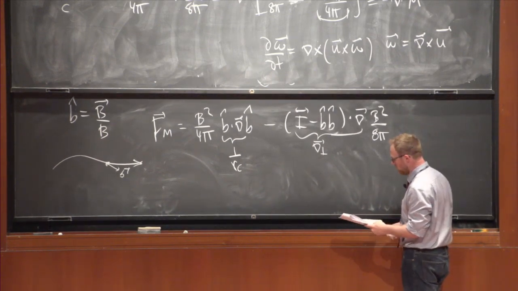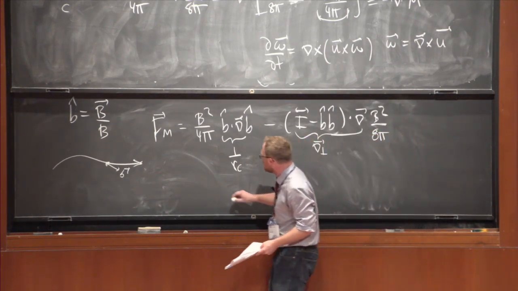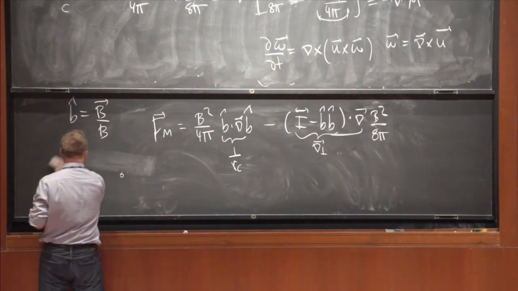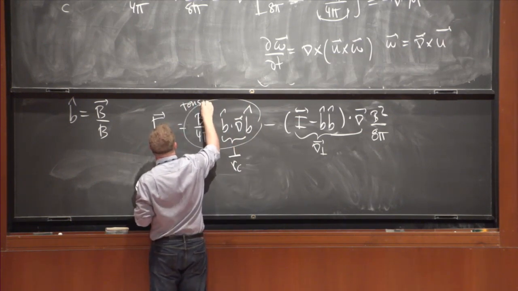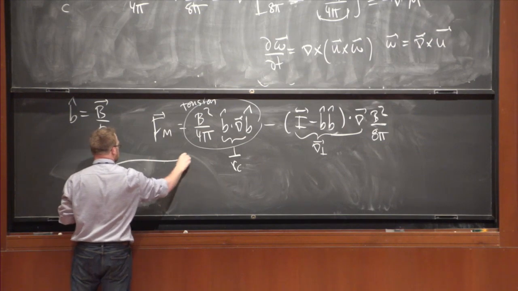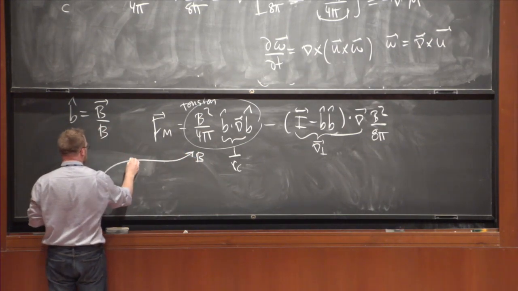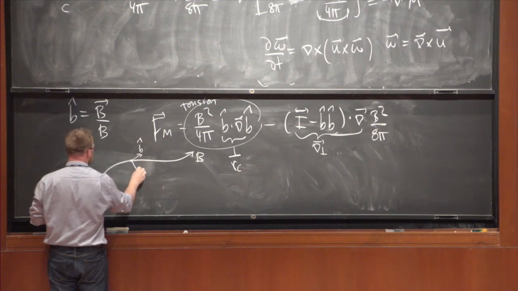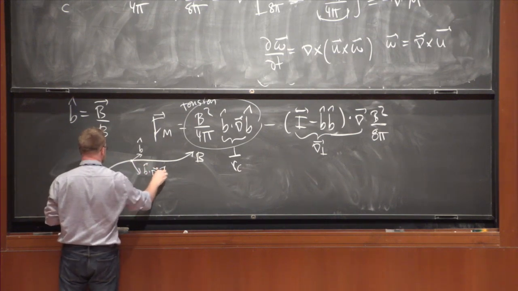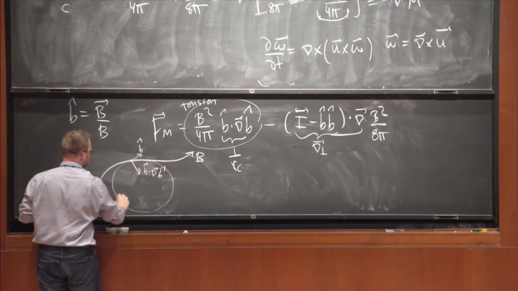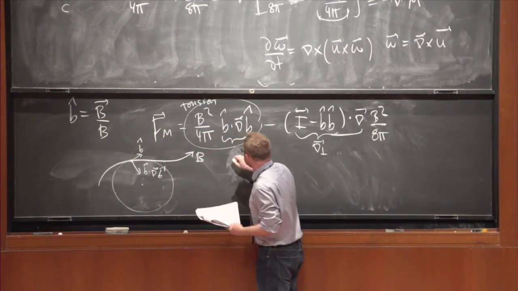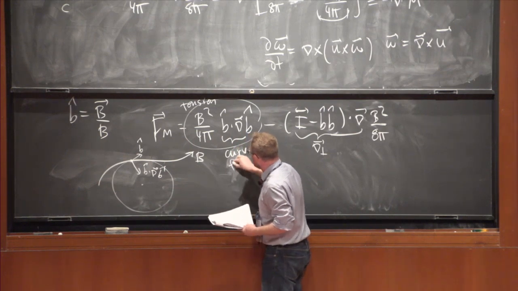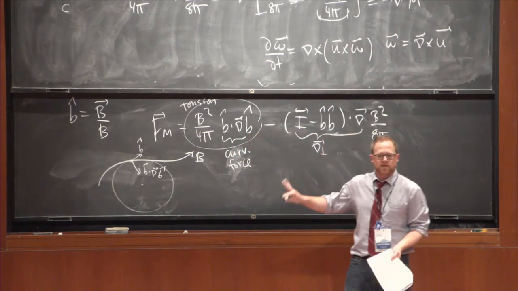I'll draw these pictorially. So this term over here, this is in fact the tension. So I have some magnetic field. Here's B at the surface. B dot grad B points in here, and it's sort of the radius of curvature of this field line. So another way you could describe this is just the curvature force. A magnetic field that's bent wants to straighten out, and that's what this term says.